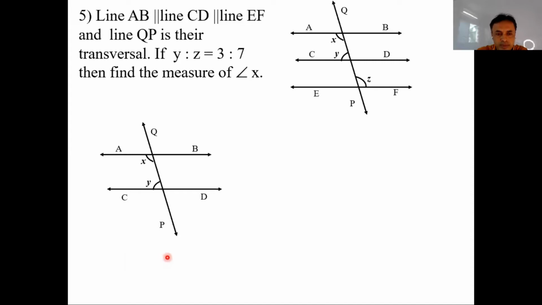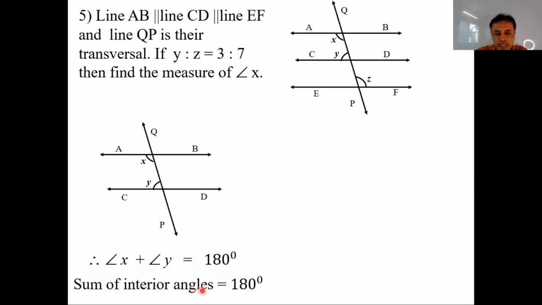So writing that part over here: angle X plus angle Y is equal to 180 degrees. And the reason is, sum of the interior angles is equal to 180 degrees. This is the property we are using over here. Means we have a relation, that is angle X plus angle Y is 180 degrees.